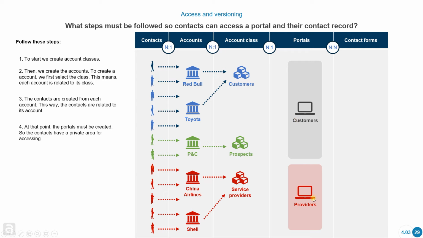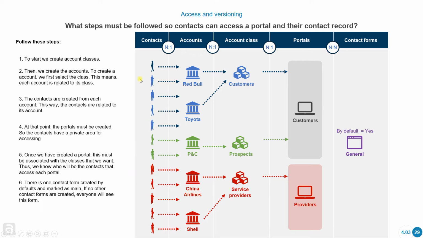Now let's say I design 2 different portals. I'm going to have to create a relation between these 2 portals and the account classes. Once I build this relation, any contact who accesses the portal is going to see the portal that's related to their class. Okay, so the key relation is the class. Portals are related to classes, and contacts are also related to these classes.